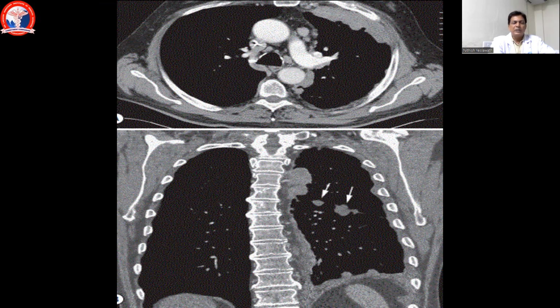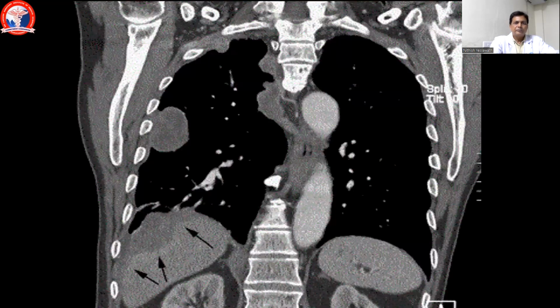So this is a case of malignant mesothelioma, which is involving pleura along the thoracic wall, along the diaphragm, as well as along the mediastinum. In addition to that, the fissure is seen getting involved, as well as mediastinal and hilar lymphadenopathy. So this is a case of malignant mesothelioma. We'll go to the next image.